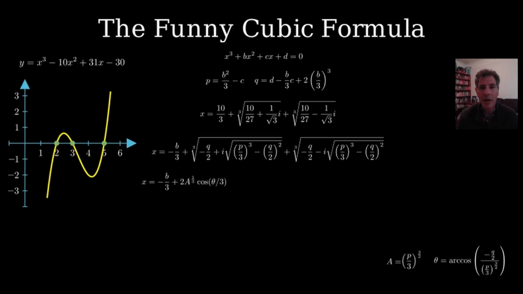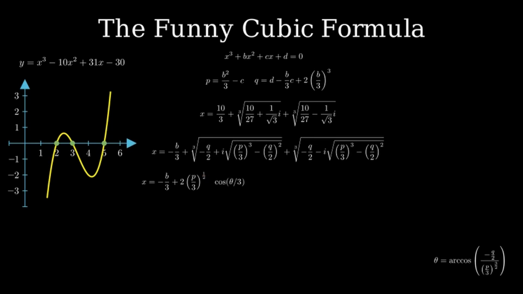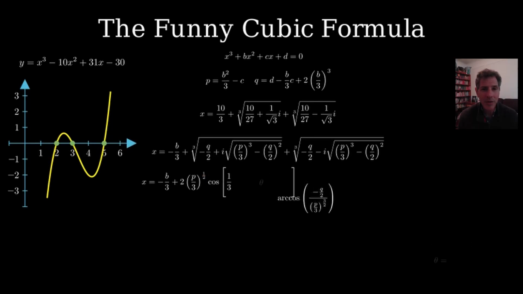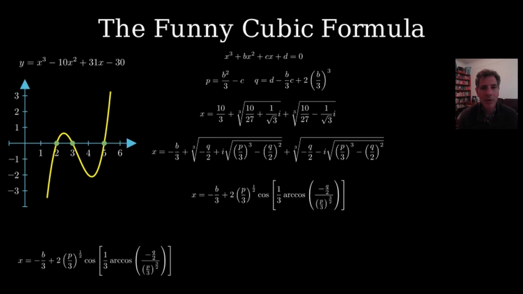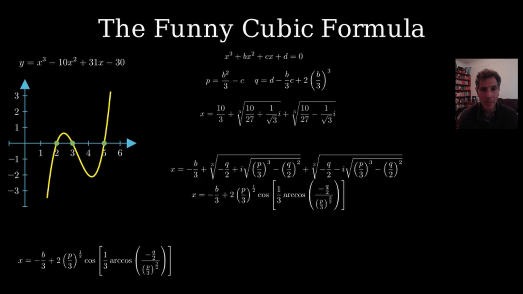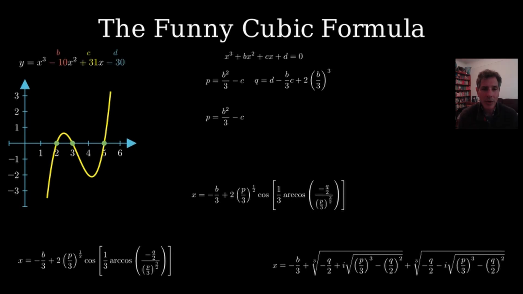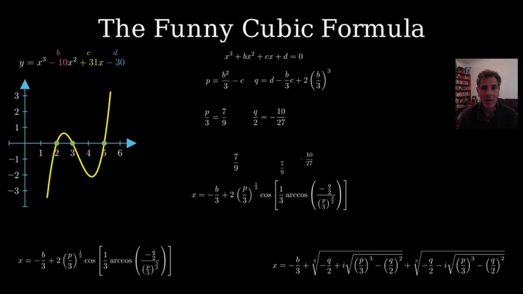Substituting back in our values for a in terms of p and q, and theta in terms of p and q, we find our final result for x in terms of b, p, and q. To see how this expression works, let's go back to our example, with b equaling minus 10, p over 3 equaling 7 over 9, and q over 2 equaling negative 10 over 27. Plugging all these things in, we find a numerical value for x.